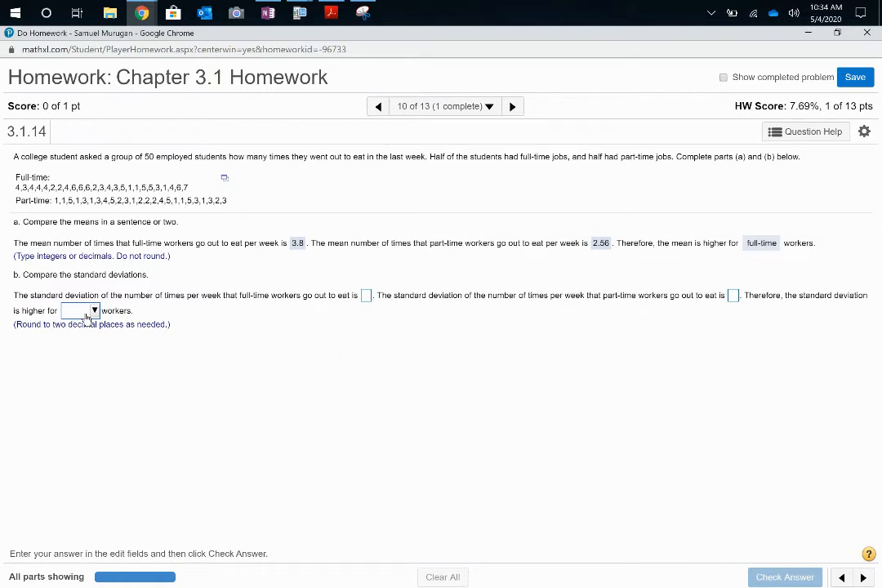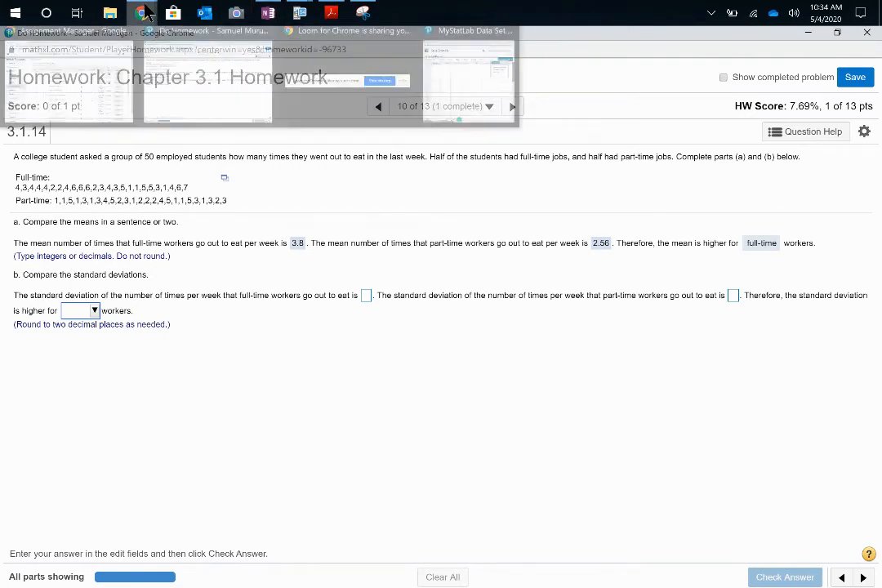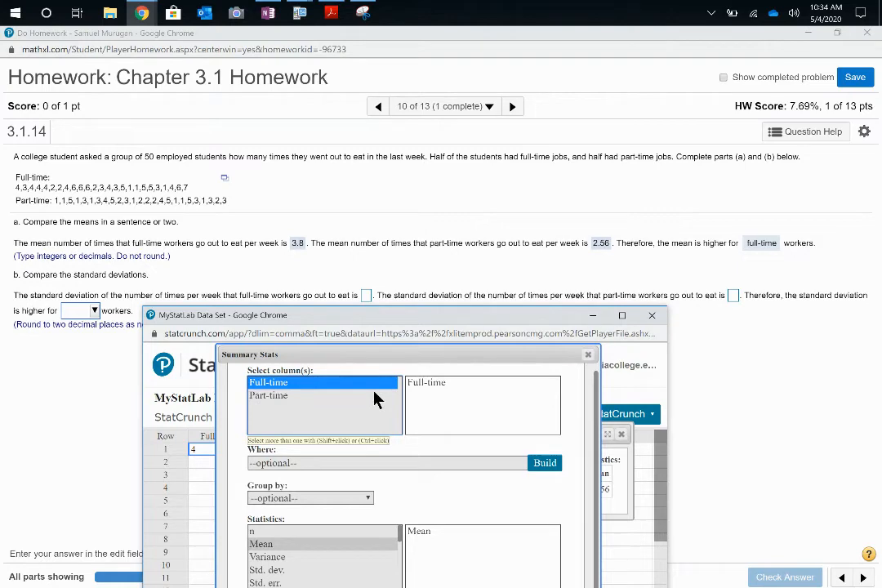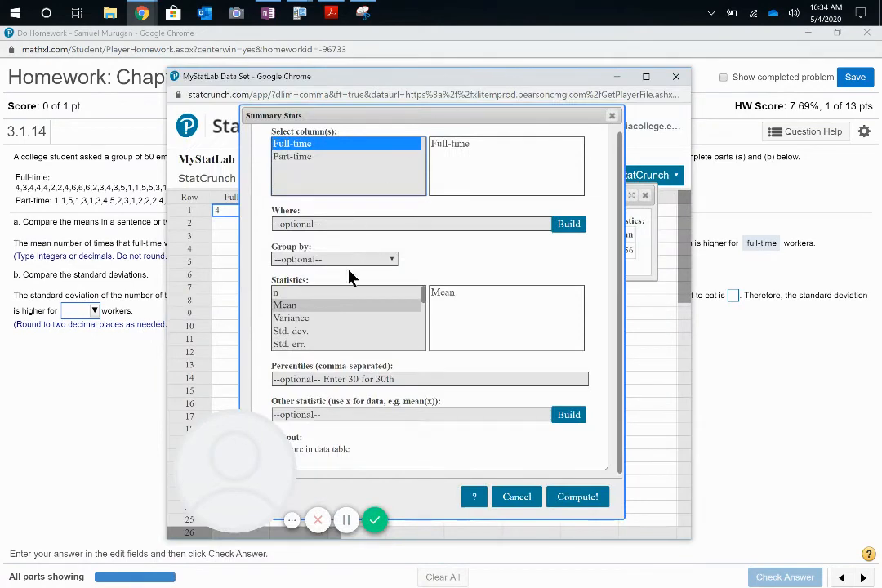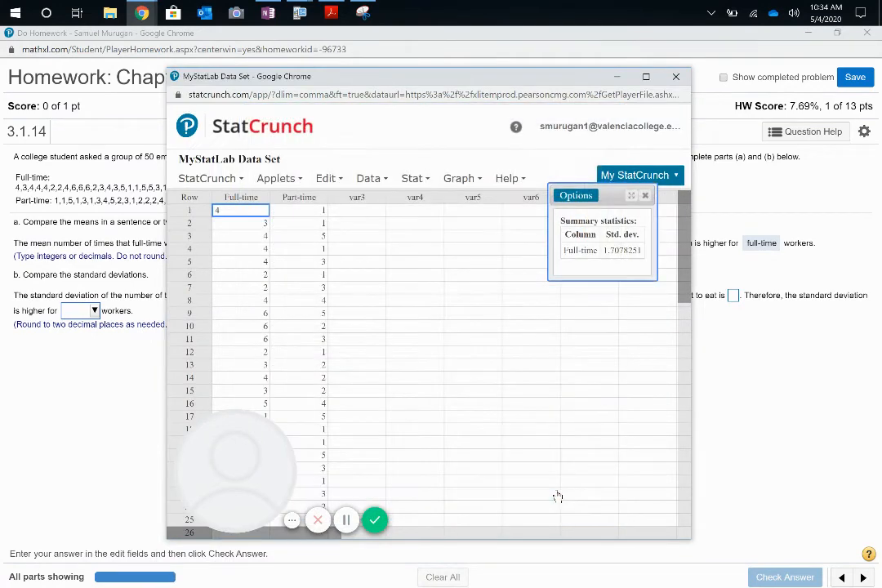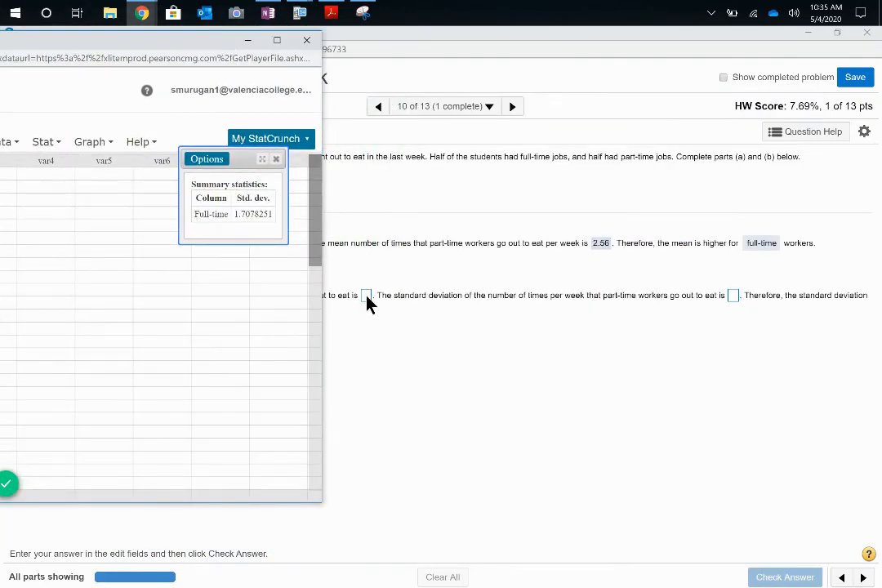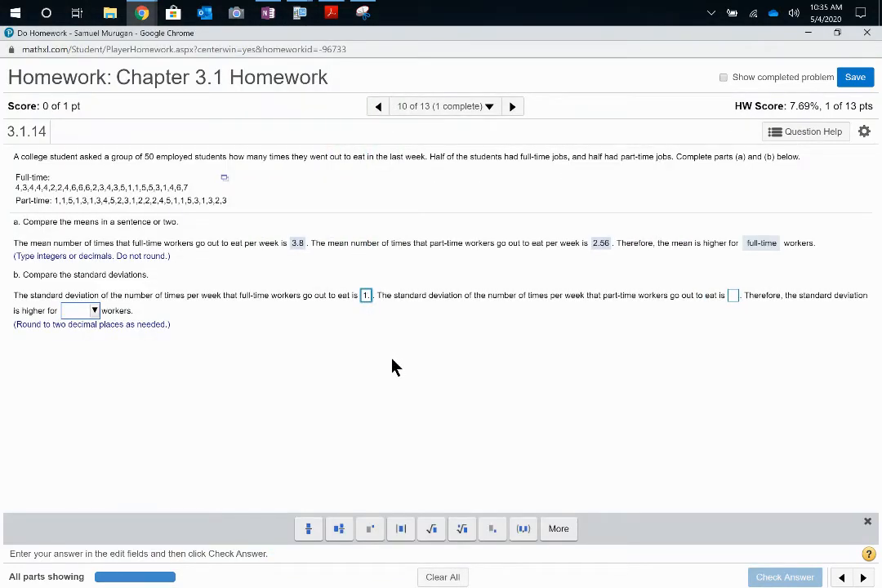Next, we're going to do our standard deviation. So let's get a couple of standard deviations from the data sets. Options, edit. We need first for full-time, standard deviation, compute, 1.7. I think this is 2 decimal places, so 1.71.